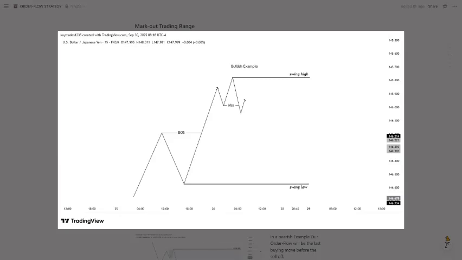For me, there are two different things. So we get that market shift. Now we have a lower low. Price will push higher to form our lower high and correct lower.